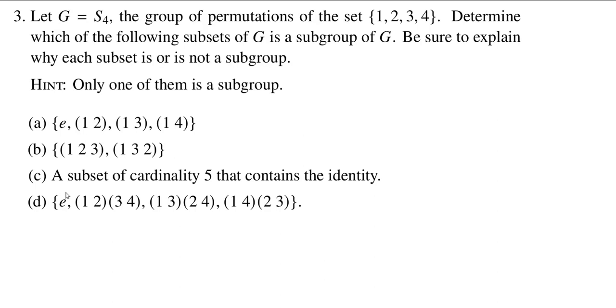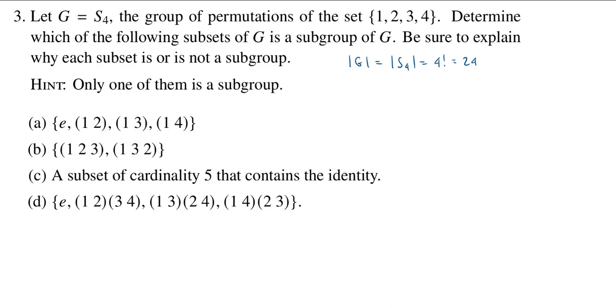So one thing that is maybe the fastest thing to look for is the cardinality of the subset versus the cardinality of the whole group, because then we can employ Lagrange's theorem. So why don't we just write that down quickly and see if that resolves something really fast. The size of S₄ is just 4 factorial, the total number of ways to permute 4 objects. So this is 24. What we would be looking for in any subset that wanted to be a subgroup is something whose cardinality divides 24.